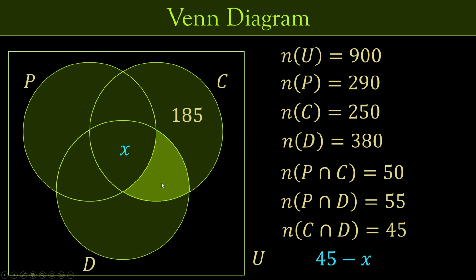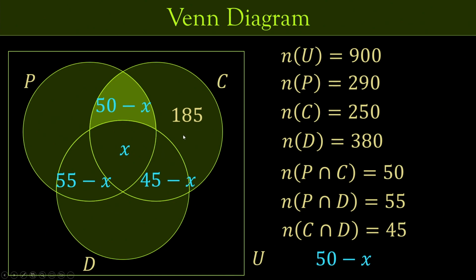We need this region here. We can put 45 minus X, because the total here is 45, and if this bit is already X, then whatever is remaining here must be 45 minus X. So I'm going to put 45 minus X right there. Okay, next we go to the next region, and that is P intersection D. So we know P intersection D is 55, but this bit is already X. That means whatever is left must be 55 minus X. So I can put 55 minus X right here. Okay? Lastly, this region here, P intersection C, has been given to us as 50. And so if this is already X, then the remaining region here has to be 50 minus X. So I can write 50 minus X right here where you see my arrow there.